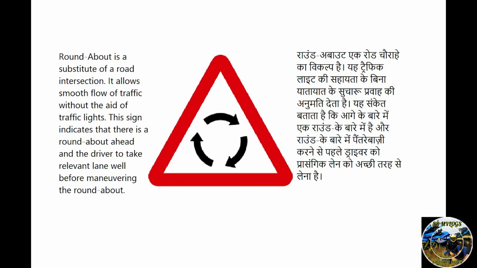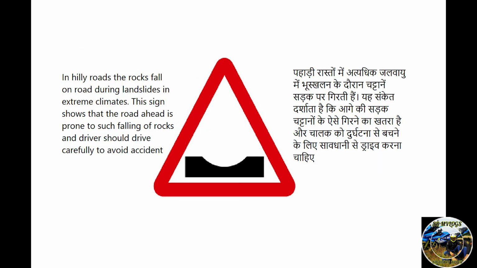A roundabout is a substitute for a road intersection. It allows smooth flow of traffic without the aid of traffic lights. This sign indicates that there is a roundabout ahead and the driver should take the relevant lane well before maneuvering the roundabout. This sign cautions that there is a dip on the road ahead.